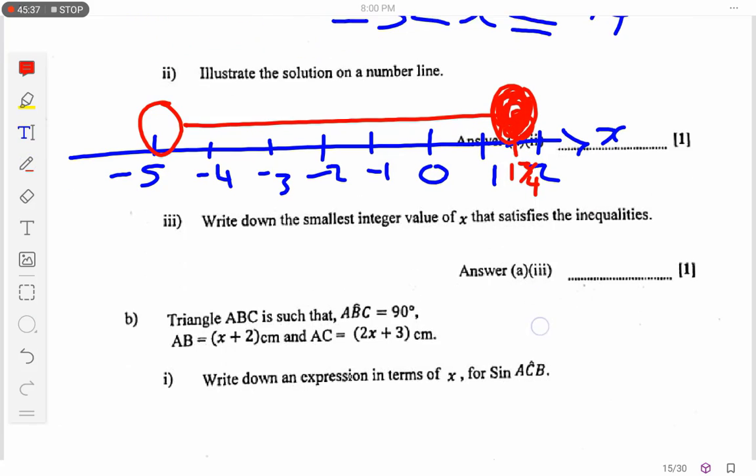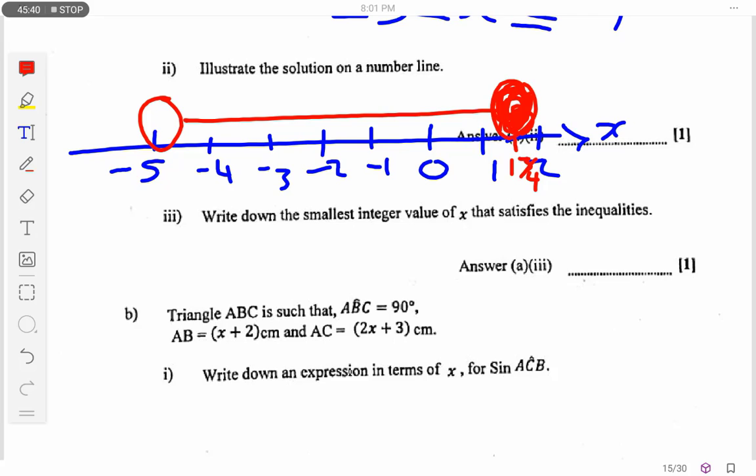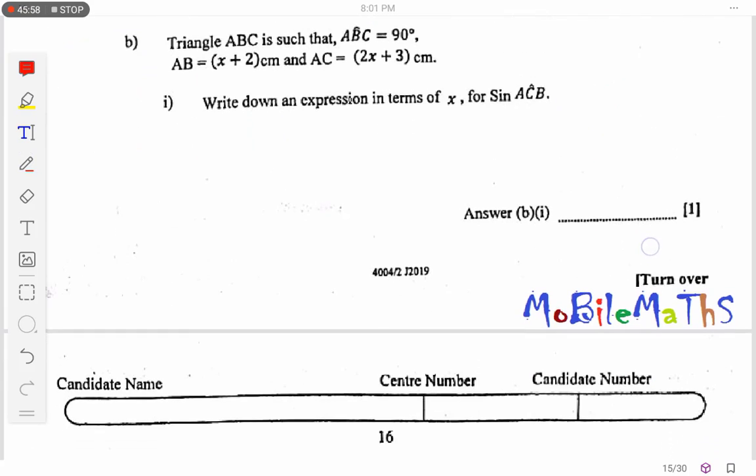Let's move on to the next question. Write down the smallest integer of x that satisfies this inequality. You find out these numbers are smaller than these ones. So the smallest of them all is minus 4. We are not taking minus 5 because it is not included. So it's going to be minus 4 there. Okay, let's move on to the next question.